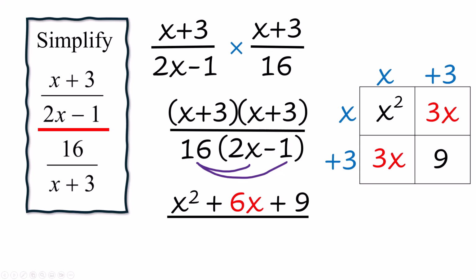Now for the denominator, this is distributive property. 16 times 2x and 16 times a negative 1. And that's 32x minus 16.